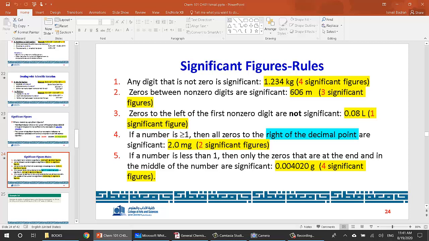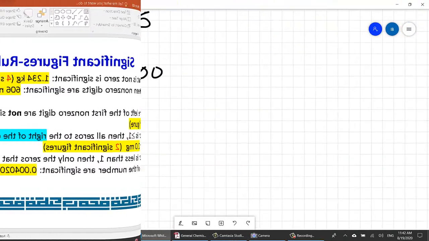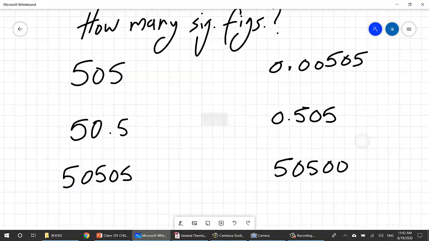What about the zeros to the right? Well, that's a little bit controversial. If there is a decimal point, we count them. If there is no decimal point, usually we don't count them. So 2.0 would have 2 significant figures, okay? And this number here, 0.004020, has zeros to the left and right. The left ones don't count, the right ones do count. So we start with a 4: 4020, that's 4 significant figures.